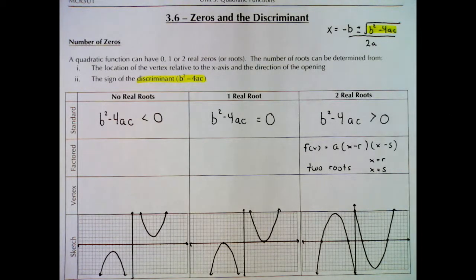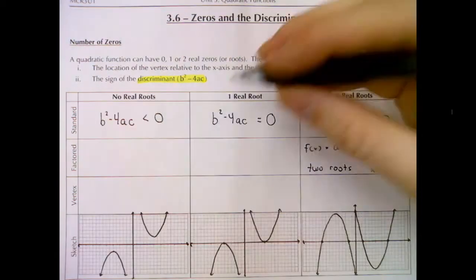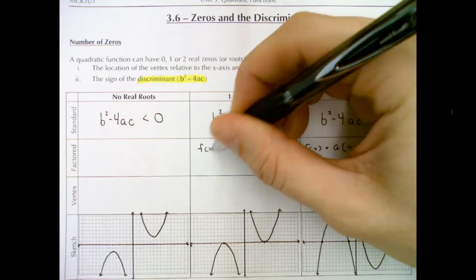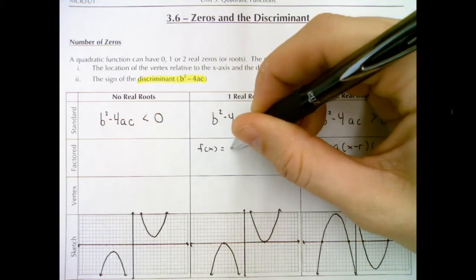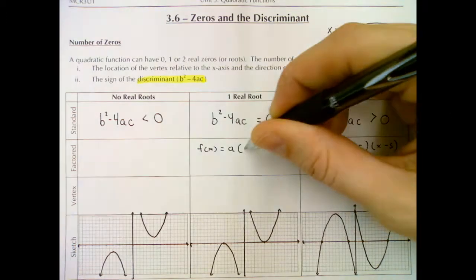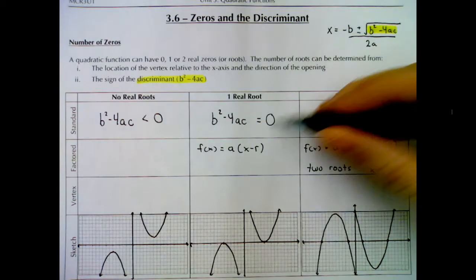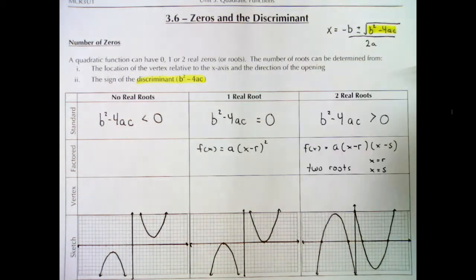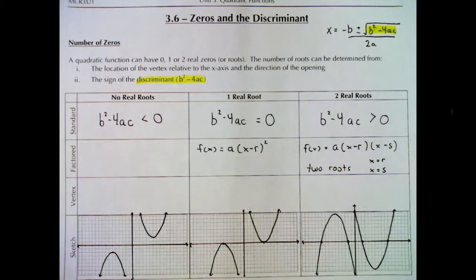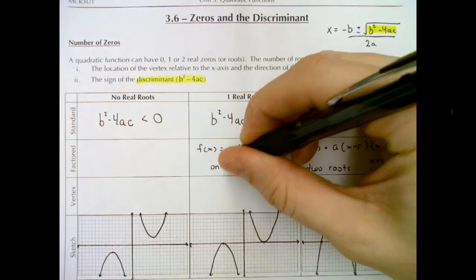What would the factored form look like if there was only one real root? Well, it would look like (x minus r), but there'd be two of the same bracket. So we might just write the same bracket squared. And we would have one root.